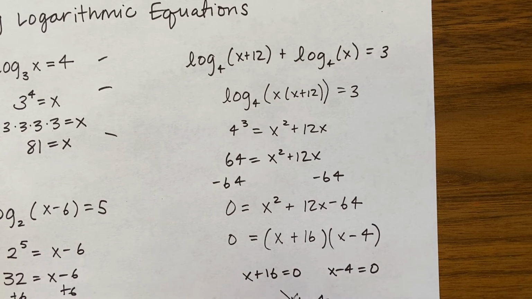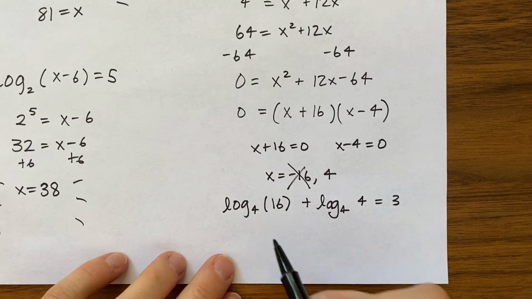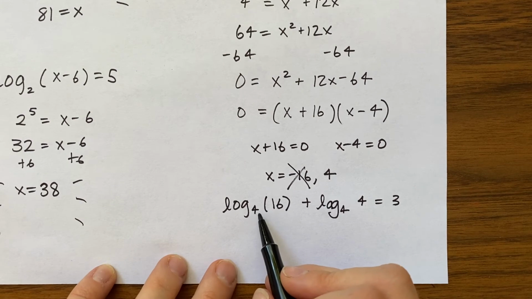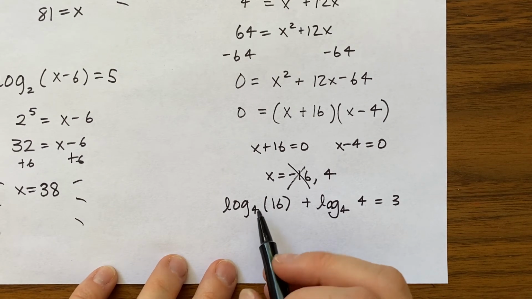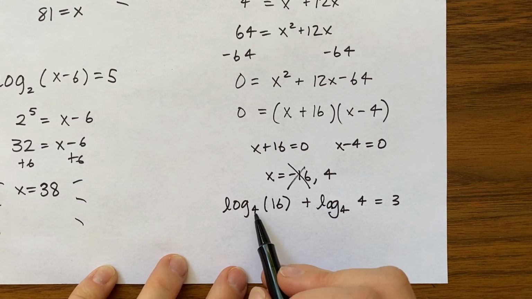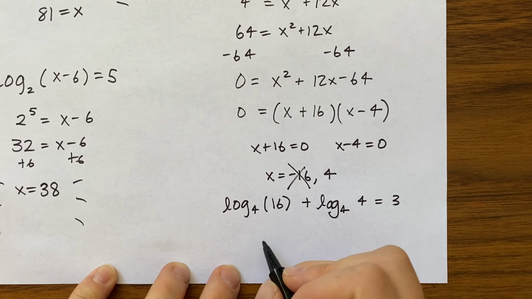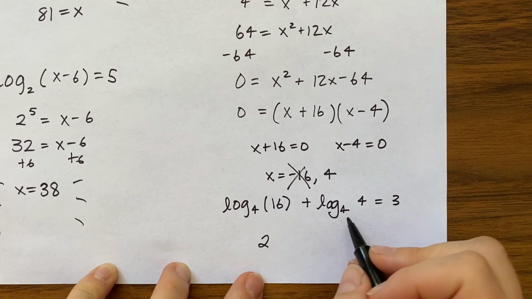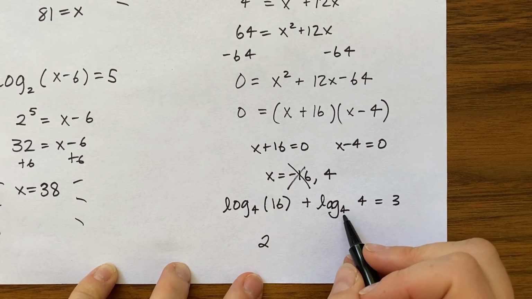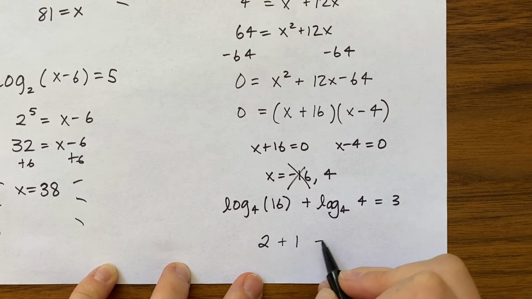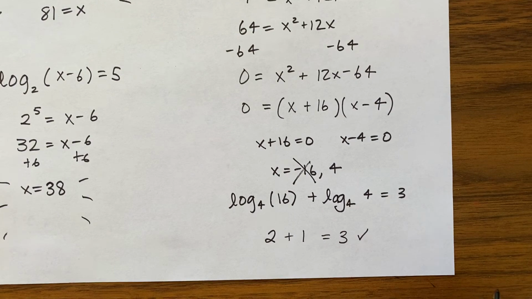Let's check it. Log base 4 of 4 plus 12, 16, plus log base 4 of 4 is equal to 3. I don't know about that. Let's check it. 4 to what number equals 16? 4 squared equals 16. And 4 to what number equals 4? Well, 1. 1 plus 2 is 3, so it does work out.